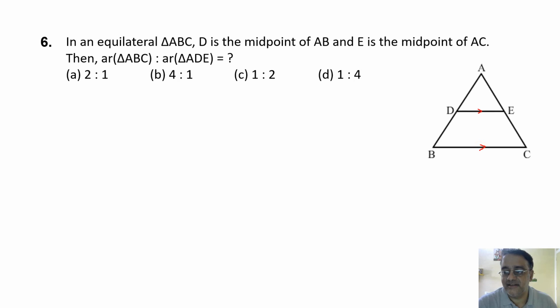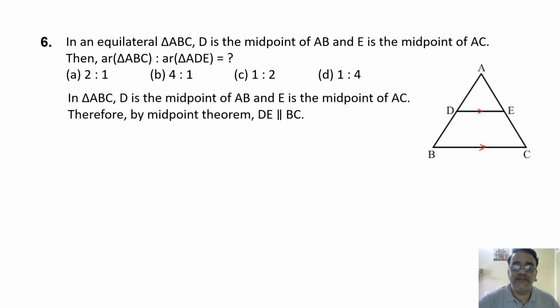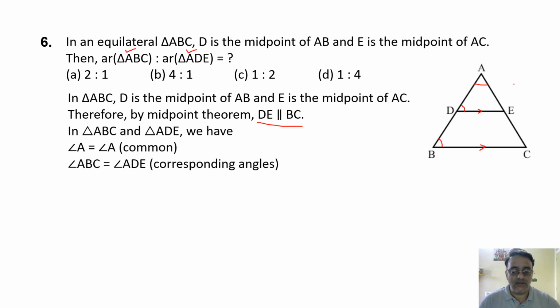Why? Using midpoint theorem. Very good. So using midpoint theorem, DE is parallel to BC we got. Now we are going to prove these two triangles similar, because if these two triangles are similar, then only we can use that ratio of areas of two similar triangles theorem. So see, these two angles are equal. Why? Corresponding angles. Right, corresponding angles. Very good. And angle A is common to both the triangles, right? So that means these two triangles are similar by which criteria? AA similarity.